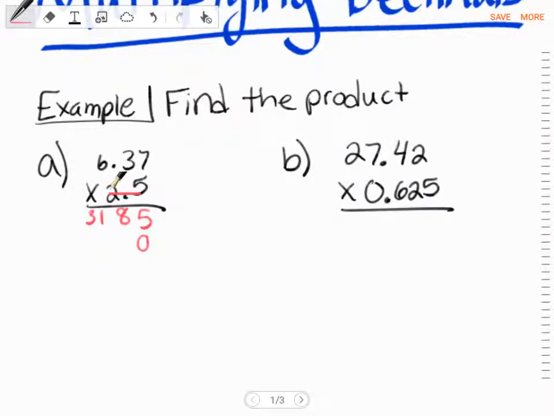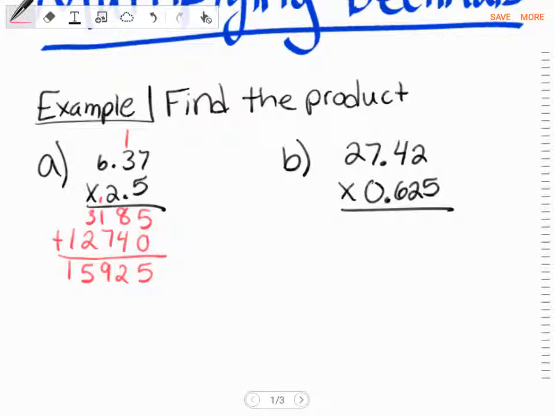I'm going to do the same thing. 2 times 7 is going to give me 14. 2 times 3 is going to give me 6, plus 1 is 7. 2 times 6 is going to give me 12. So now I've got everything lined up. I'm just going to add 5 plus nothing is 5. 8 plus 4 is 12. Carry the 1. 1 plus 1 plus 7 gives me 9. 3 plus 2 gives me 5. And 1 plus nothing out on the side there.